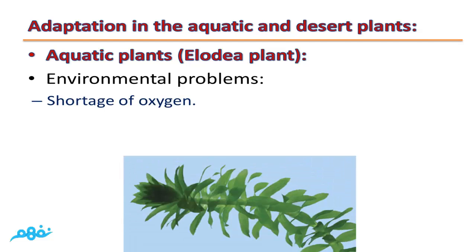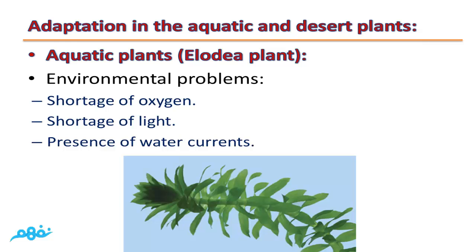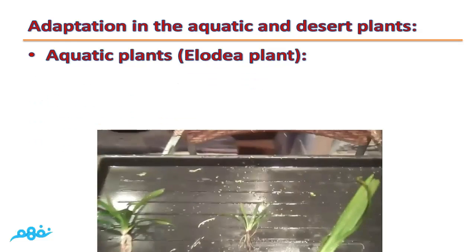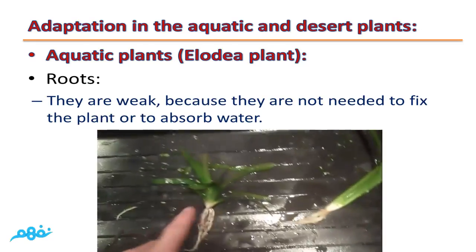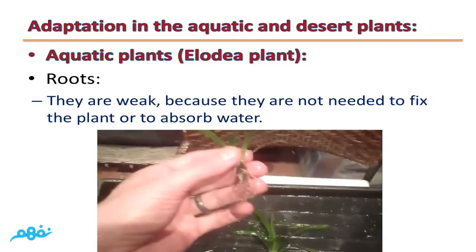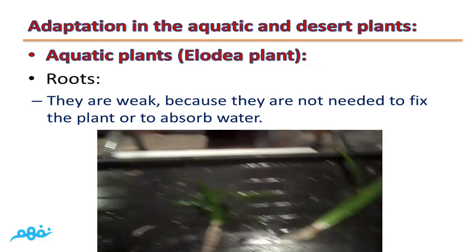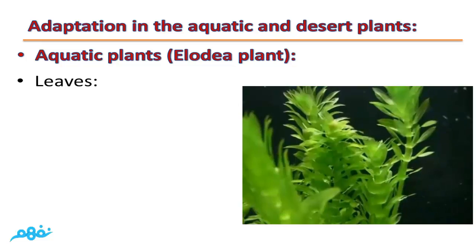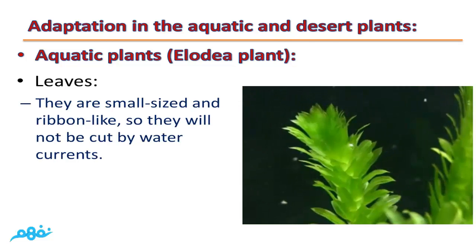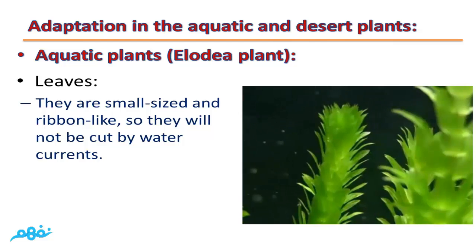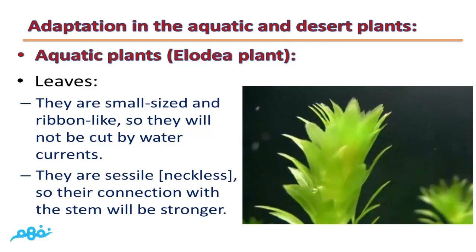Environmental problems: shortage of oxygen, shortage of light, presence of water currents. Roots: they are weak because they are not needed to fix the plant or to absorb water. Leaves: they are small-sized and ribbon-like, so they will not be cut by water currents.